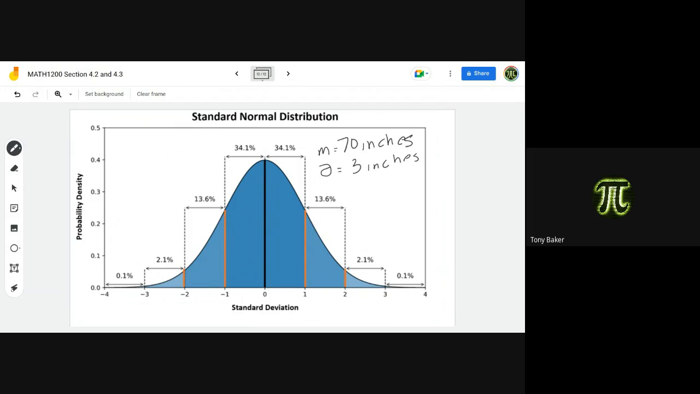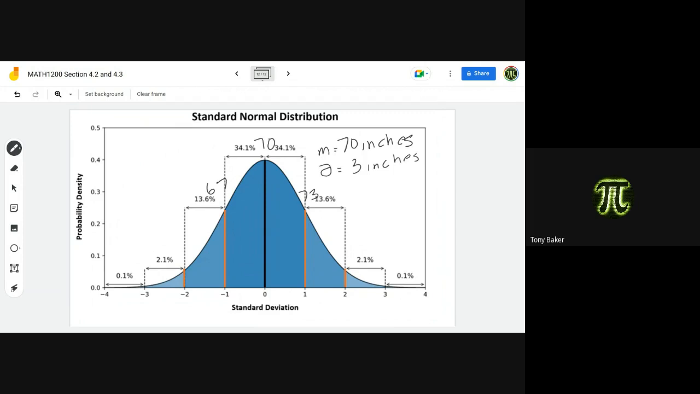So this is 70. 1 standard deviation would be plus 3, so that's 73. Okay? Going down 1, that'd be 67. So between 67 inches and 73 inches, what percentage of men in the United States are that height? 68%. 1 standard deviation away from the mean is between 67 and 73. Does that make sense? Okay.